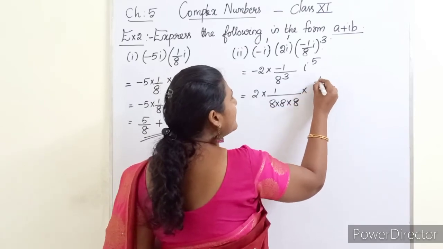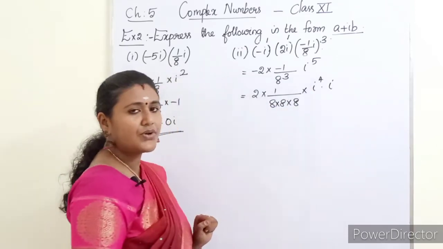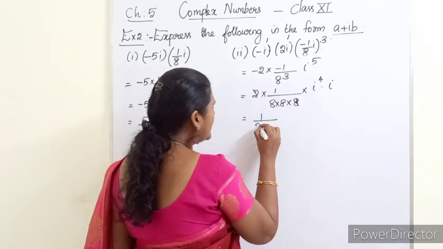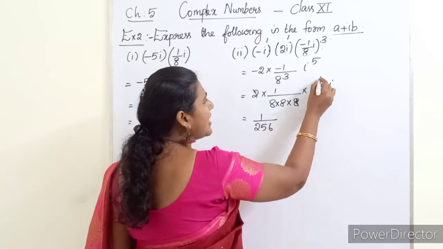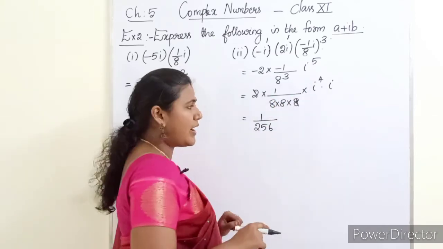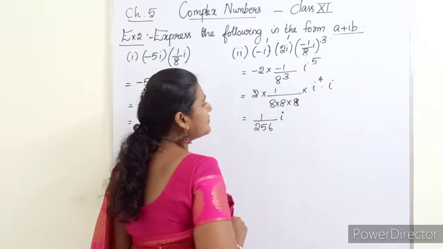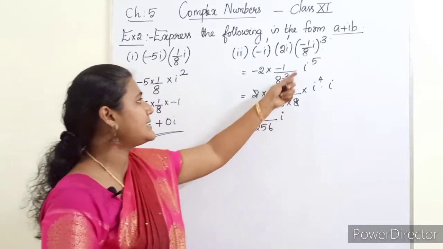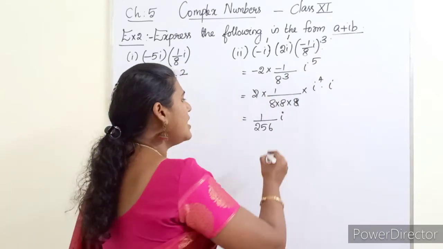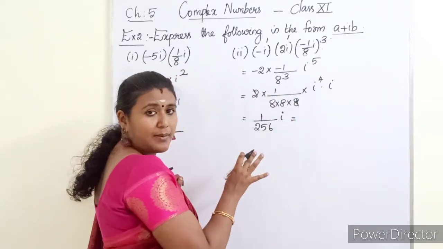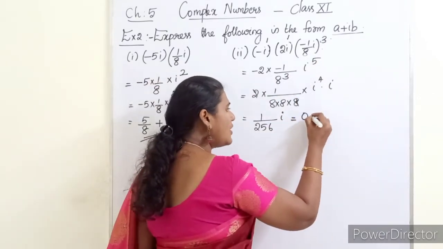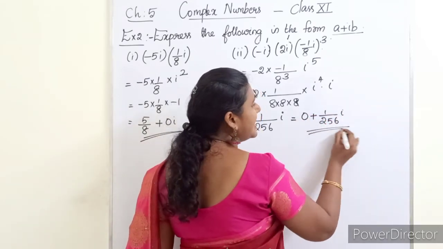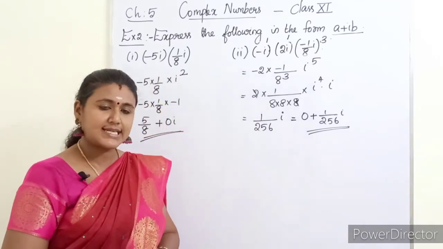Here i power 5 we can write as i power 4 into i. Now when you cancel this, we will get 1 by 256 into, here i power 4 value is 1. So 1 by 256i. So this is our answer. But we have to express the answer in the form a plus ib. So here there is no real part. So what we will do? We will write 0. So 0 plus 1 by 256i. So this is the answer.